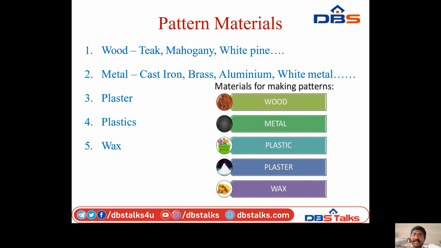Next, what are pattern materials? Wood, metal, plaster, plastic, wax. So these are all the pattern materials. In wood, we can choose teak, mahogany, white pine. In metal, we can choose cast iron, brass, aluminum, white metal. So in this figure, we can see the images of the materials: wood, metal, plastic, plaster, wax, etc.